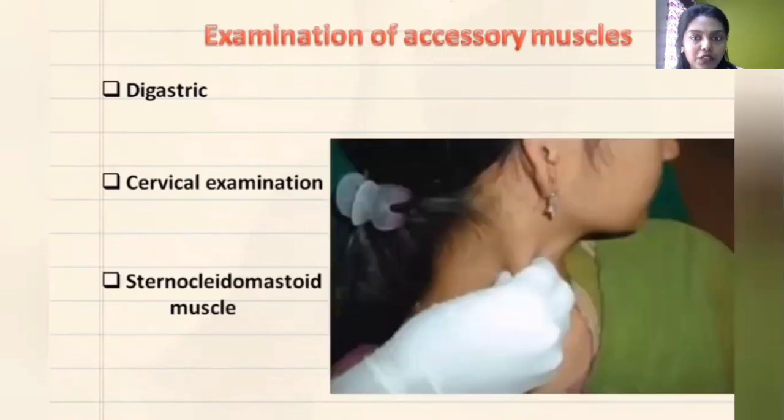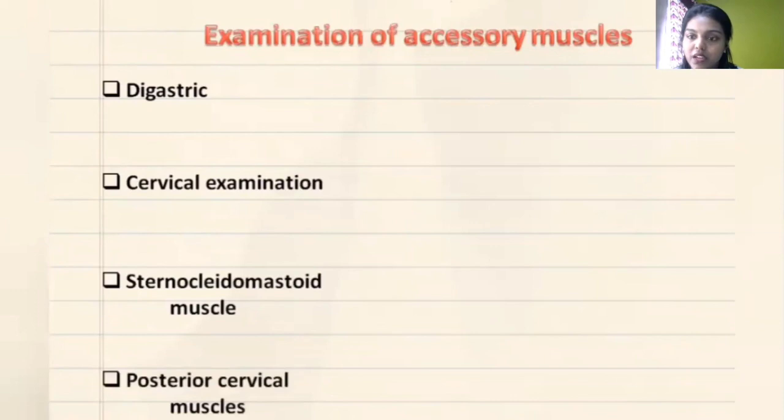Then the response of the patient has to be recorded. For the sternocleidomastoid muscle, palpation is done bilaterally on the outer surface of the mastoid process behind the ear. The entire length of the muscle is palpated down to the origin near the clavicle. The fourth one is the posterior cervical muscles.